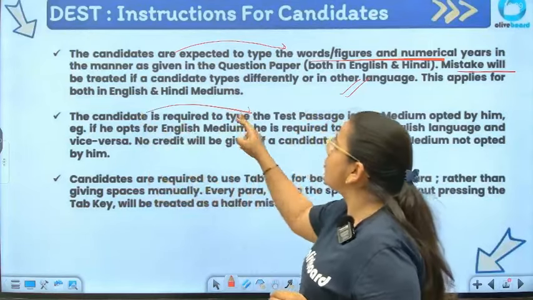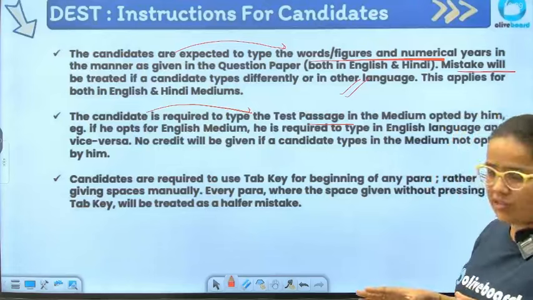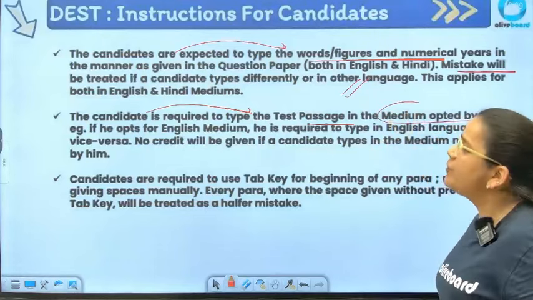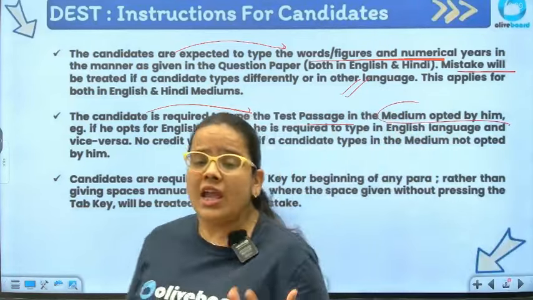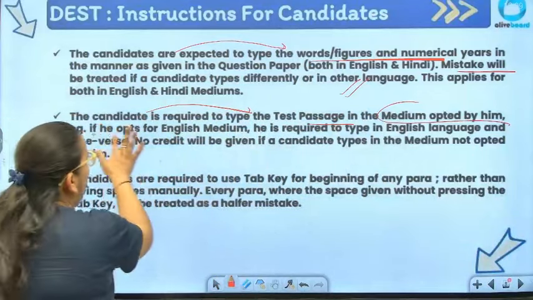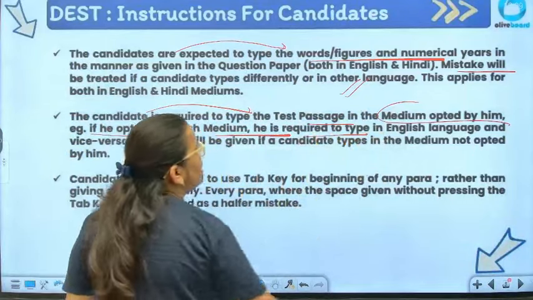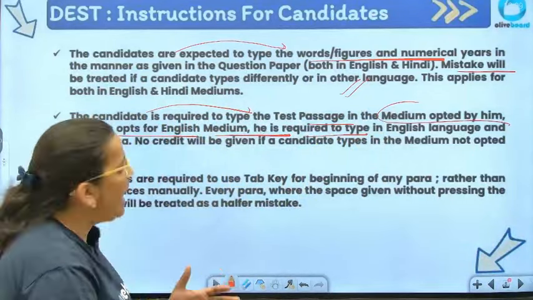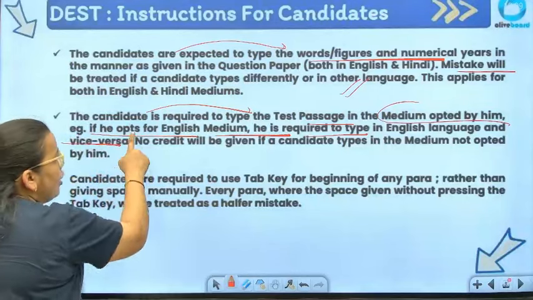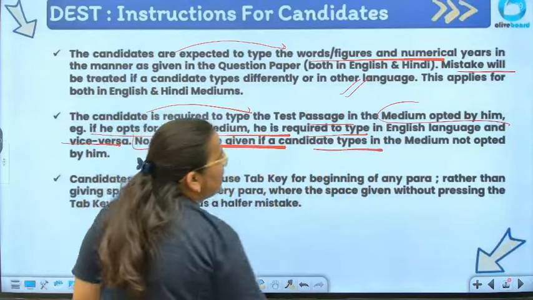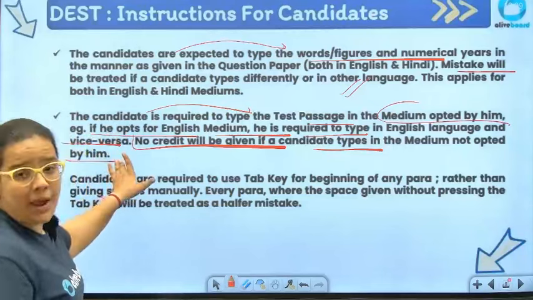The candidate is required to type the test passage in the medium opted by him. For example, if he opts for English medium, he is required to type in the English language, and vice versa. No credit will be given if a candidate types in a medium not opted by him. Okay.